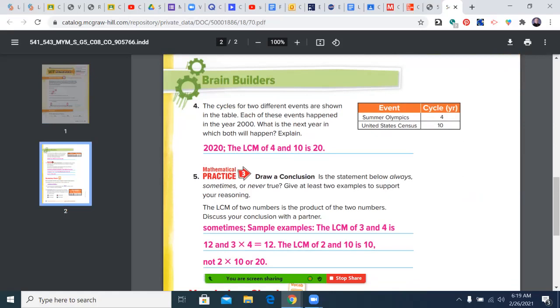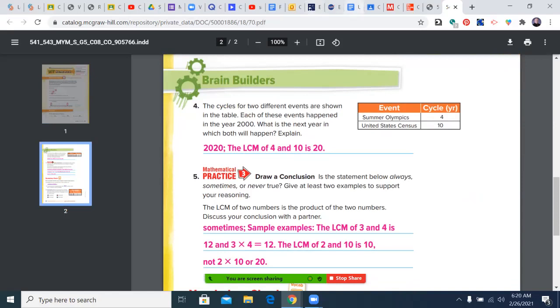Going over here, the cycles for two different events are shown in the table. Each of these events happened in the year 2000. What is the next year they both will happen? And it turned out to be 2020 because the least common multiple of 4 and 10 is 20. 20 plus 2000 is 2020. Uh-oh. 2020 got this one because there was no Olympics last year.